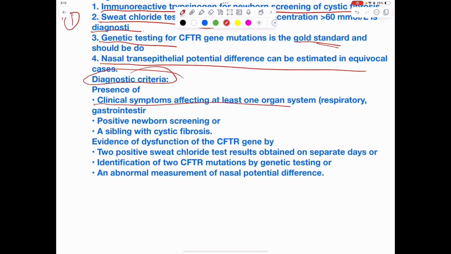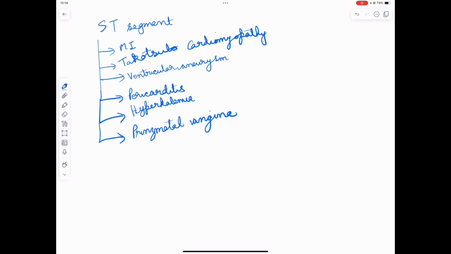What are the diagnostic criteria? At least one organ system is involved, with positive newborn screening, that is, immunoreactive trypsinogen is positive, or a sibling with cystic fibrosis. Now, we also have to prove that there is evidence of dysfunction of the CFTR gene by 2 positive sweat chloride tests obtained on separate days, or identification of 2 CFTR mutations by genetic testing, or an abnormal measurement of the nasal potential difference.